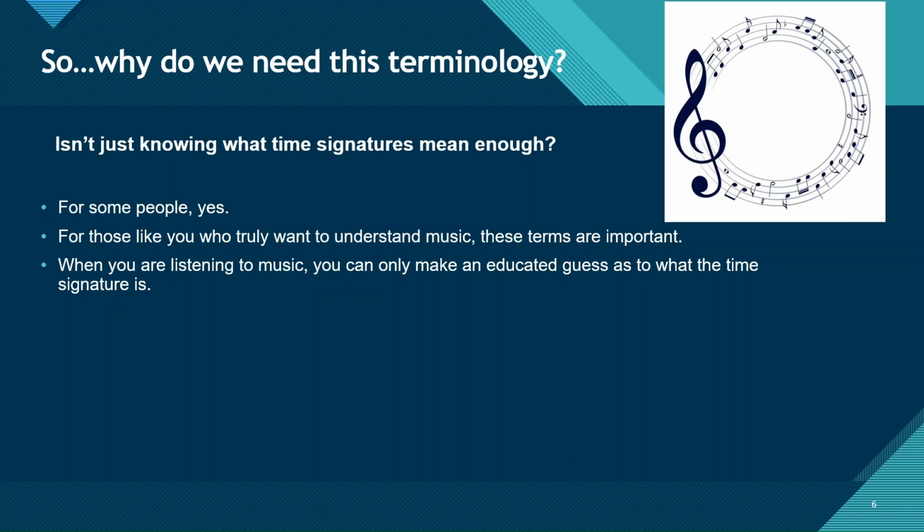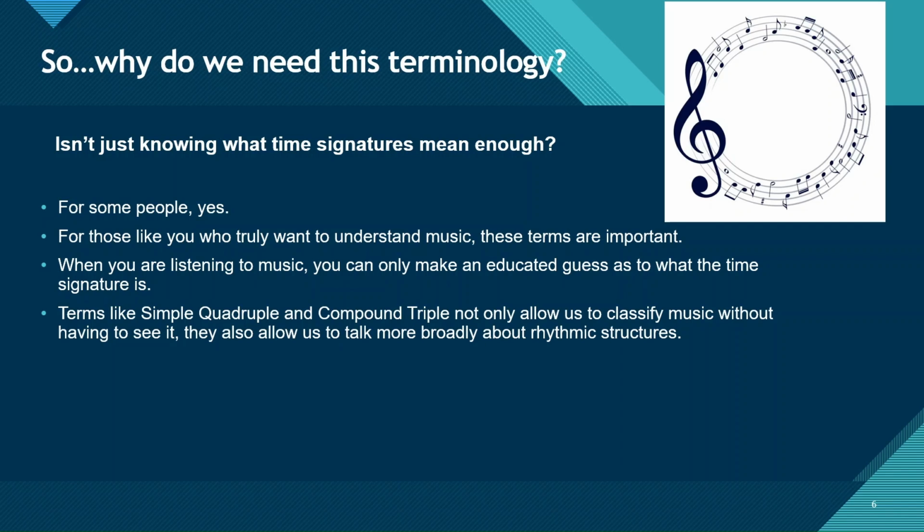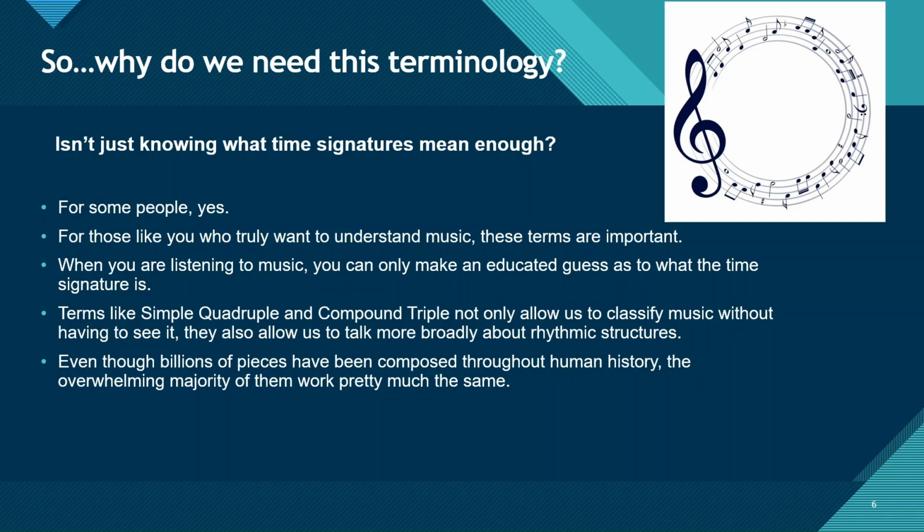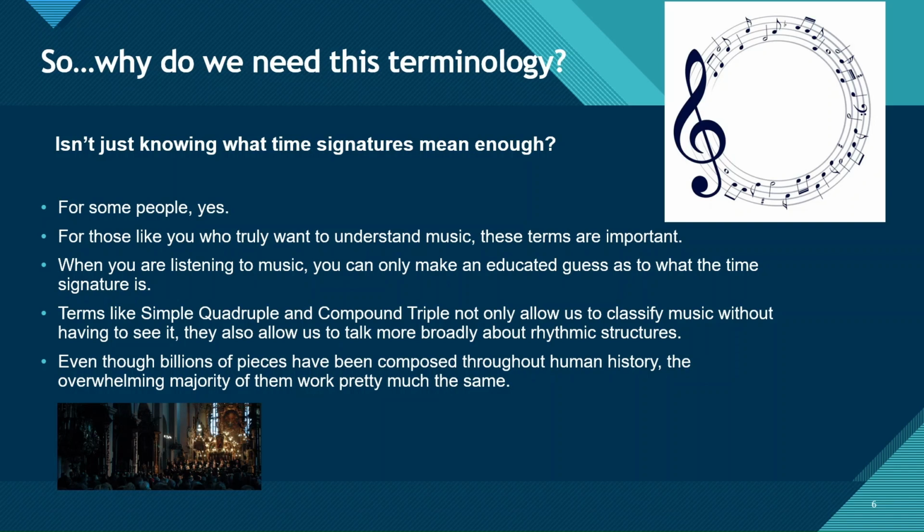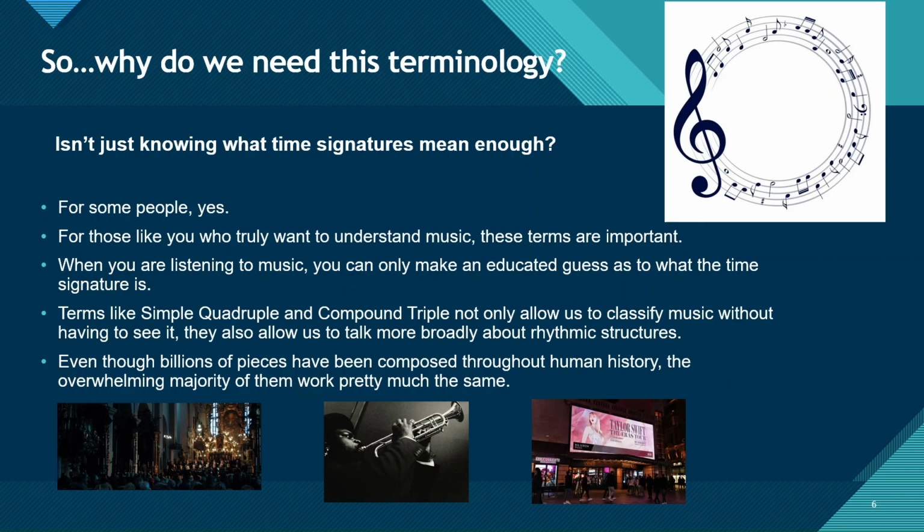When you're listening to music, you can only make an educated guess as to what the time signature of that music is. So having terms like simple quadruple and compound triple not only allows us to classify music without having to see it, but also allows us to talk about music in more broad terms. Because even though billions upon billions of pieces have been written throughout human history, no matter what the style is, the construction of it works pretty much the same.